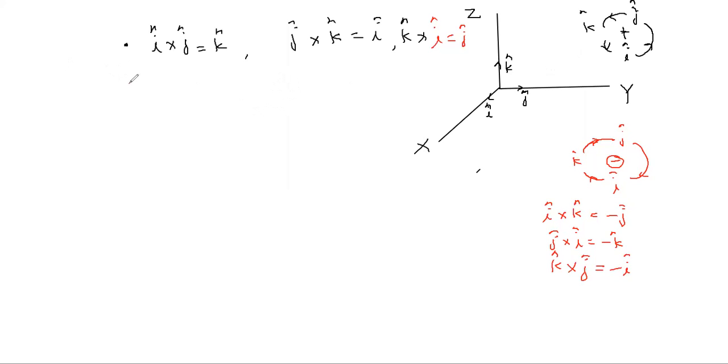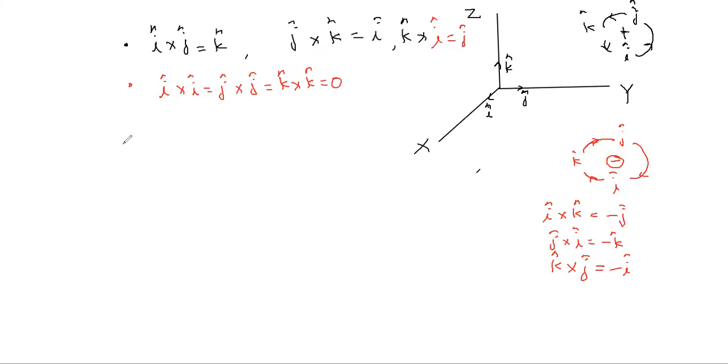Then if we find i cross i, what will be the result? I cross i means their angle is 0 degrees. So i cross i, j cross j, or k cross k will be equal to 0, because sine 0 degrees is 0.